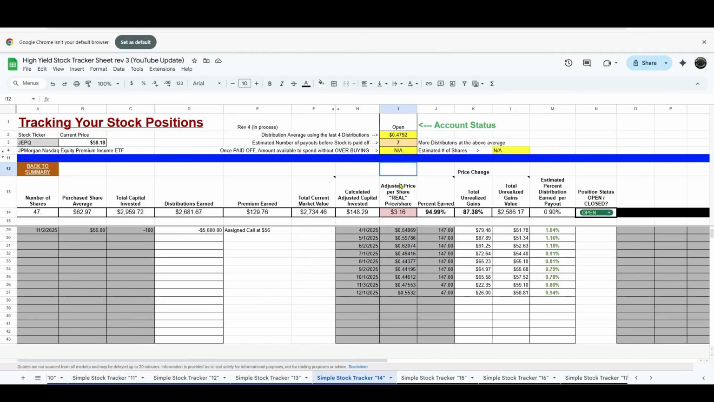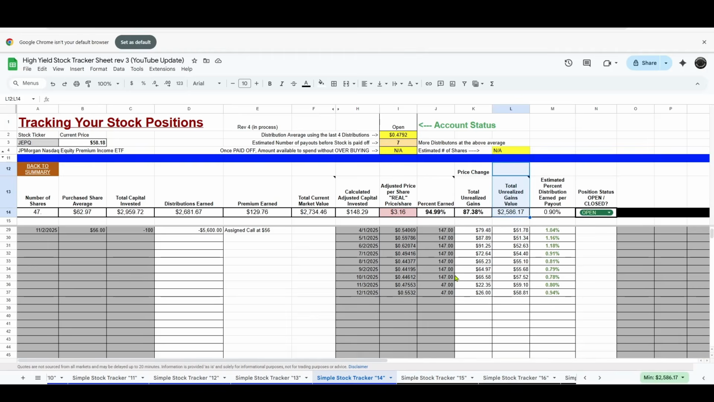But my real price per share is $3.16 with the current price of $58.18. I'm sitting quite nice with this one. And if I were to sell all my shares, I would make just over $2,500 on this one. And that is all of my ETFs that I have.